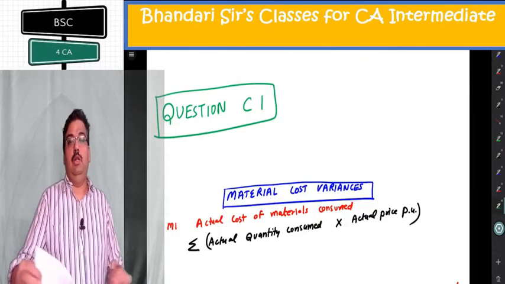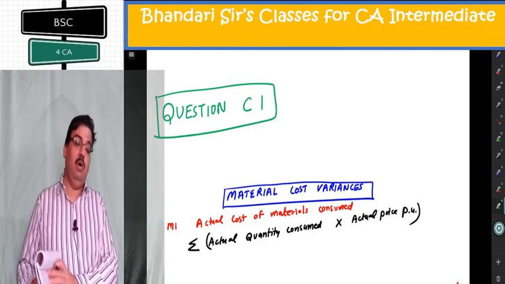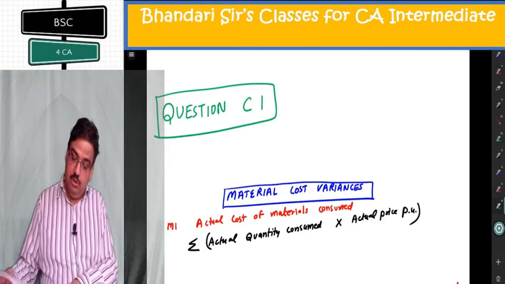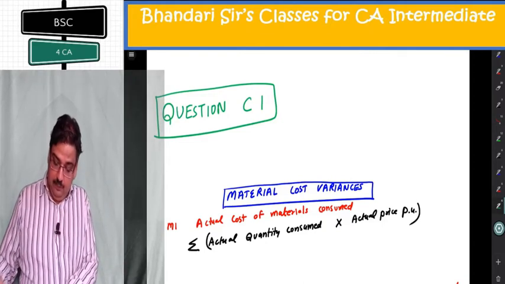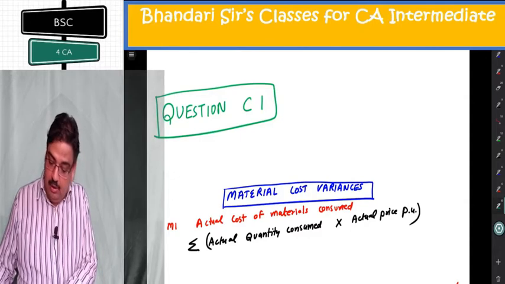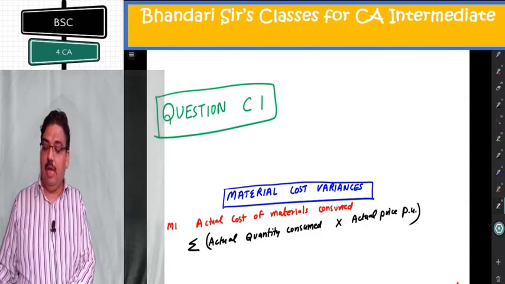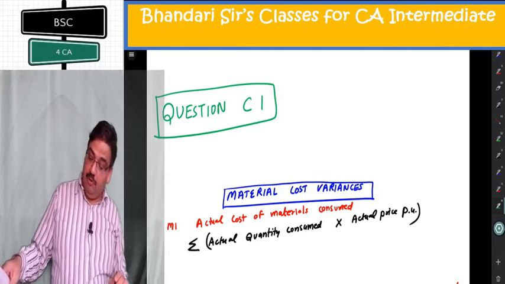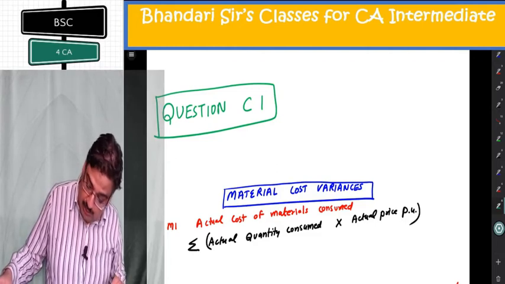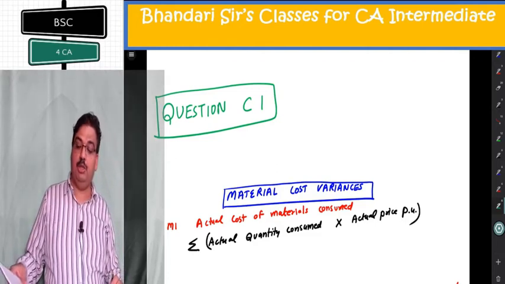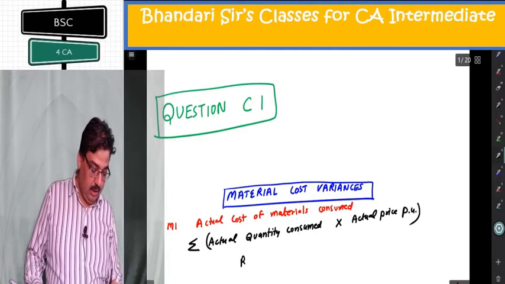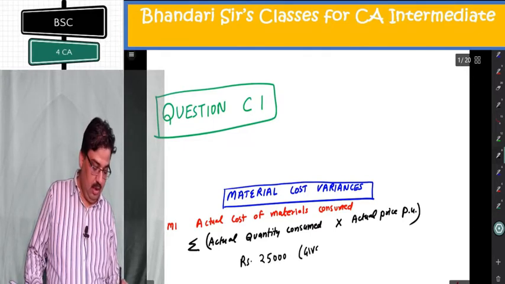So first question in the material cost variances is C1. Very simple starting question to deal with. Material M is used to produce a toy. It was budgeted that each toy will require 5 kg of material at the rate of 9 per kg. It is budget, so it is planning. During the month, 500 pieces of toy were produced using 2100 kg material purchased at rupees 25,000. Now simply I am given actual cost of material consumed, rupees 25,000. M1 is given.